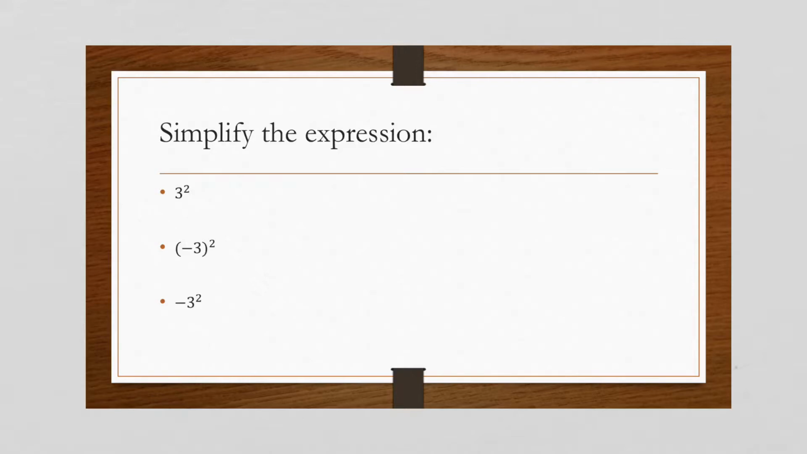All right, these are called exponents. So on this one, the top one, it means 3 times 3, which is 9. This next one means that we're also going to square the negative, so it means negative 3 times negative 3, which is also positive 9. This last one, notice how the negative sign is not in parentheses. So what this means is I'm taking negative times 3 times 3. So in this case, I actually get an answer of negative 9.